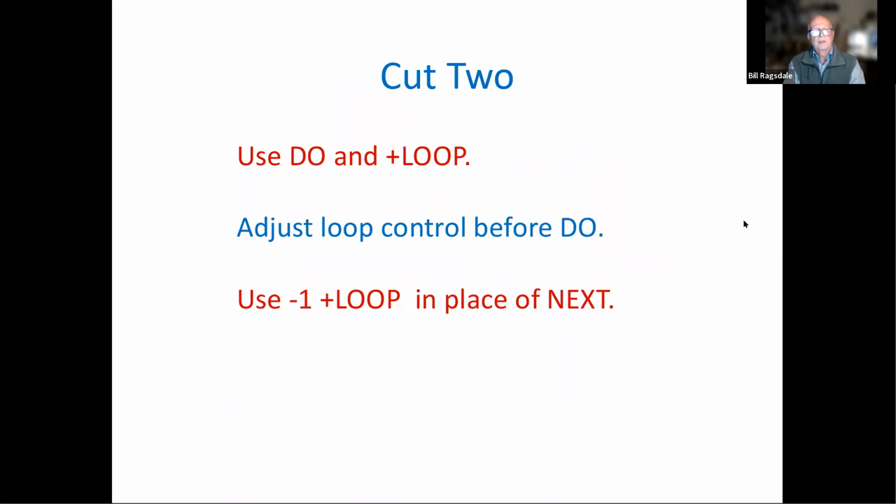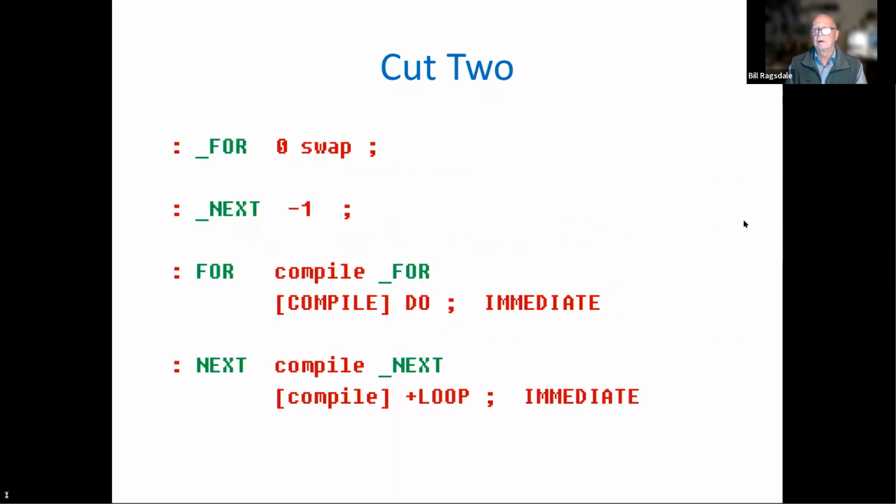So I thought, well, let's try to use DO and +LOOP themselves. I can adjust the loop value before the DO to get it to simulate what I want on my FOR. And then I can use -1 +LOOP in place of NEXT to do a loop back and a declining increment. So in this case, my words got pretty simple. The _FOR was just a 0 SWAP, which would put the loop limit in place. The _NEXT would put a -1 in, which gave me a +LOOP in a declining increment.